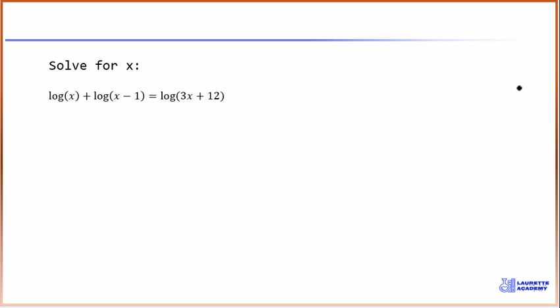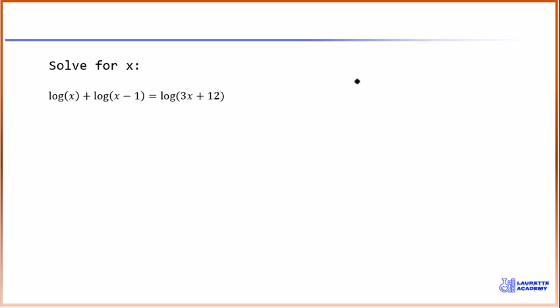Alright, we have this question here to solve for x, given that log x plus log x minus 1 equals log 3x plus 12. We are assuming here that the base is base 10. Alright, we'll do some simplification on the left hand side first.